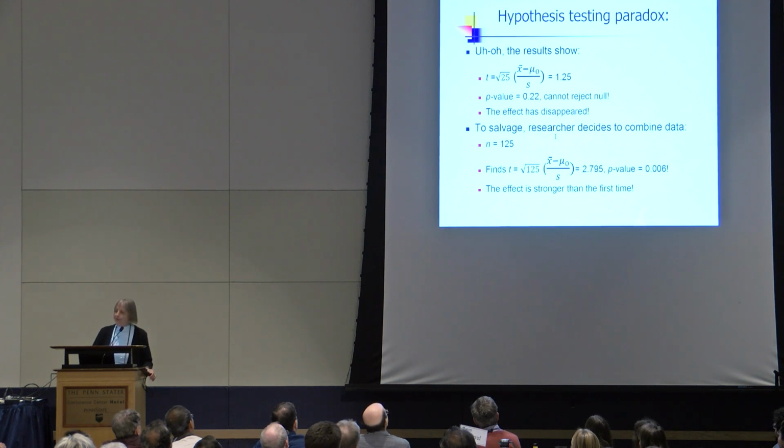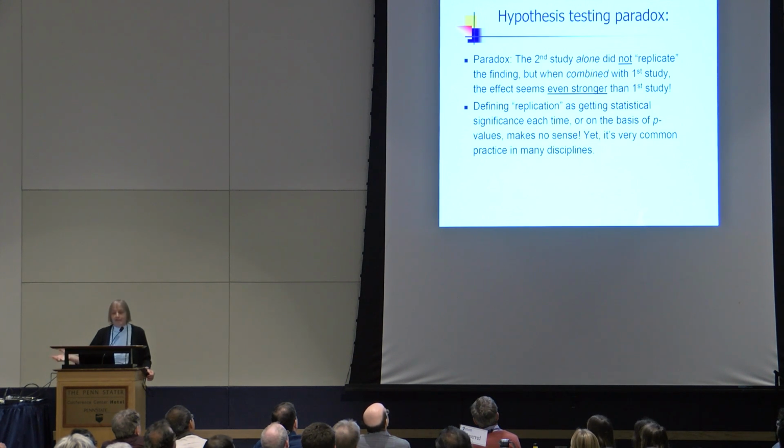Darn. So now the researcher says, well, I'm going to try to salvage this. I'll combine the data. Combines the data, gets a t of 2.795, p-value of 0.006. So now it's even stronger than the original study. So the paradox here is that the second study alone did not replicate the finding, but when combined with the first study, the effect seems even stronger than the first study. People who aren't statisticians don't get what's going on here. So clearly, defining replication as getting statistical significance each time, or on the basis of p-values, makes absolutely no sense.